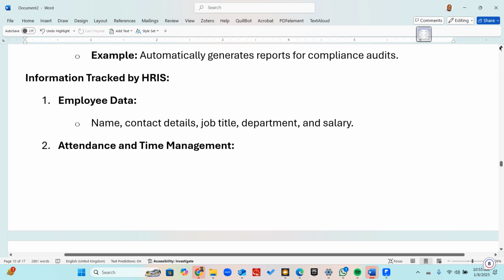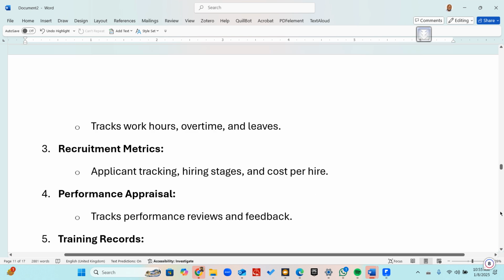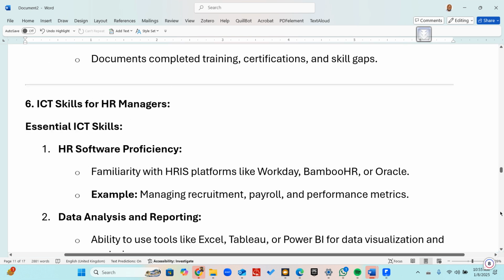Information tracked by HRIS: employee data, name, contact, job titles, and other things. Attendance and time management: it can be used for attendance and time management. It can be used for recruitment metrics: application tracking, hiring stages, cost per hire. It can be used to perform appraisals, tracking and reviewing appraisals and feedback. It can be used for training records: documenting completed training, certifications, and skill gaps can be gotten from there.